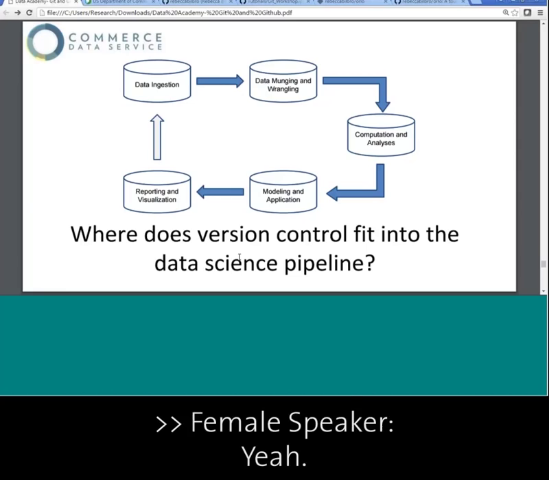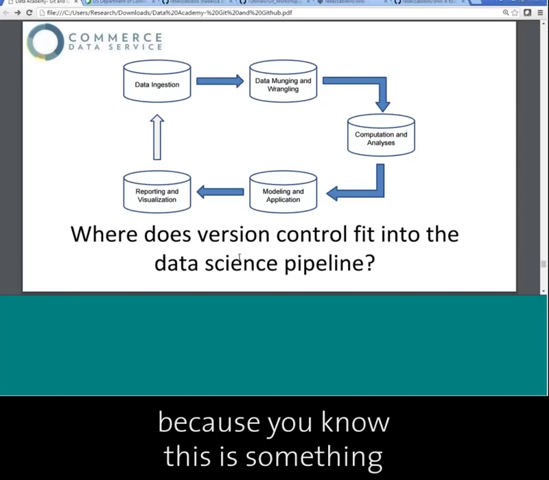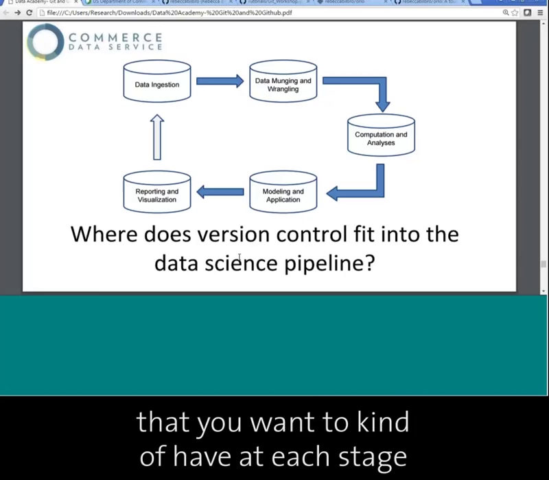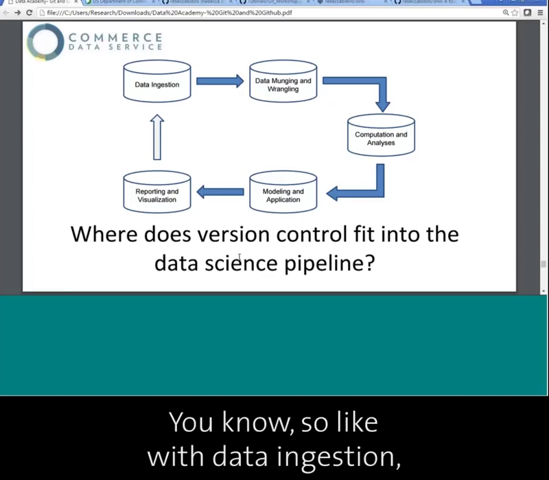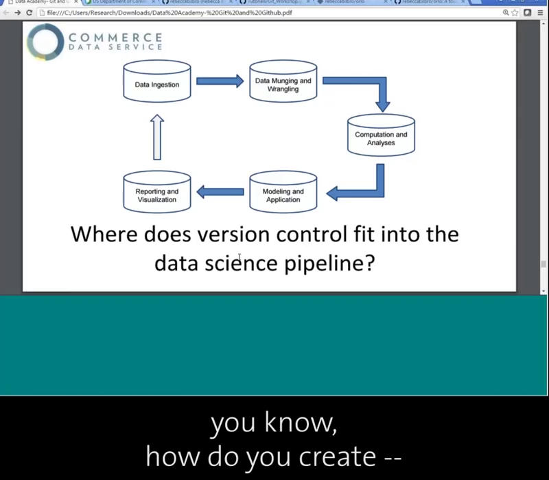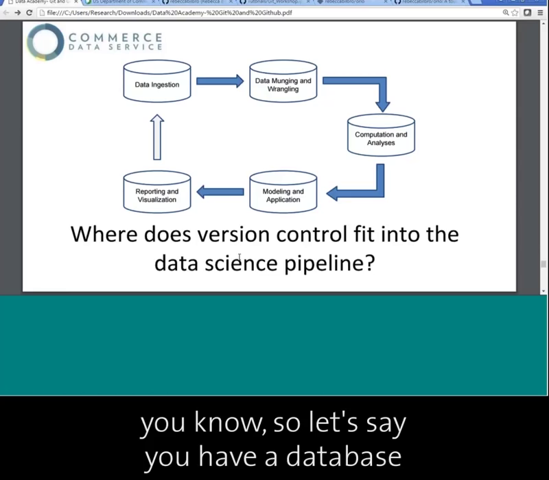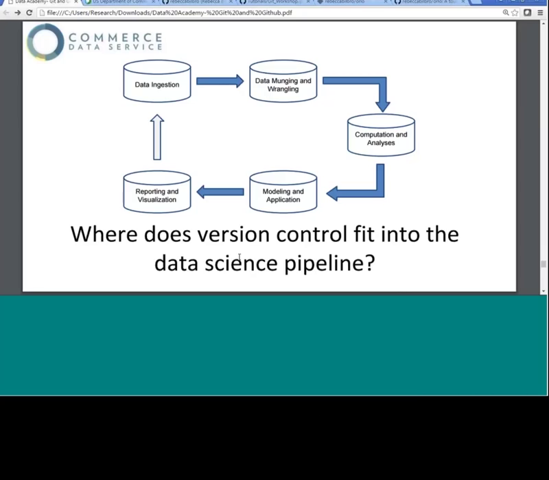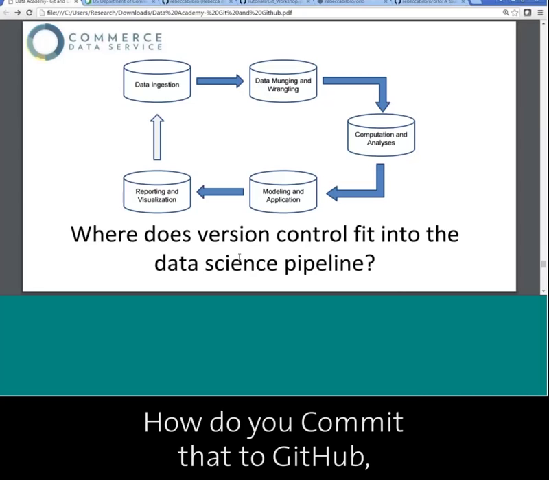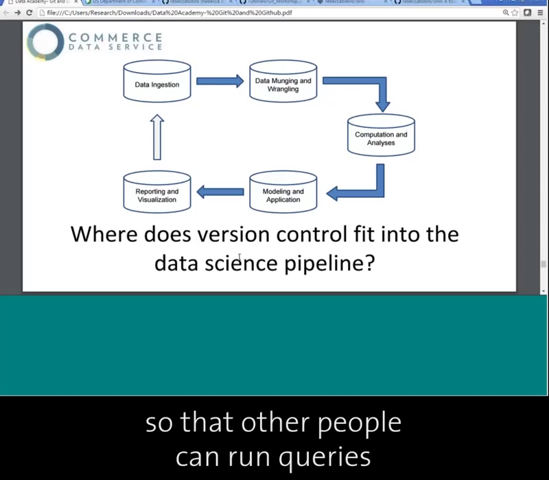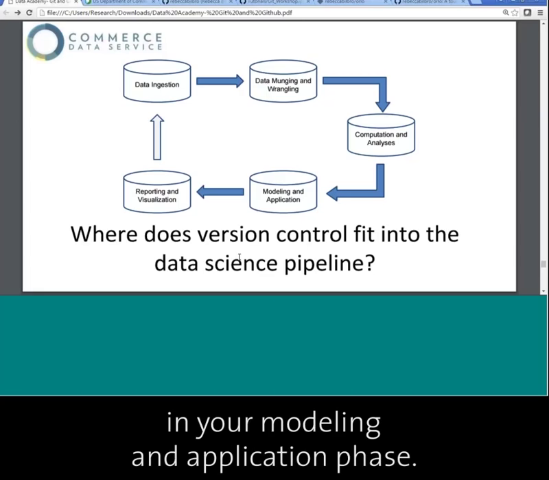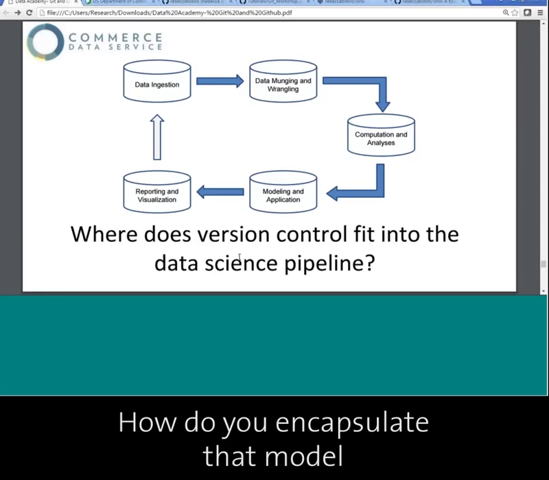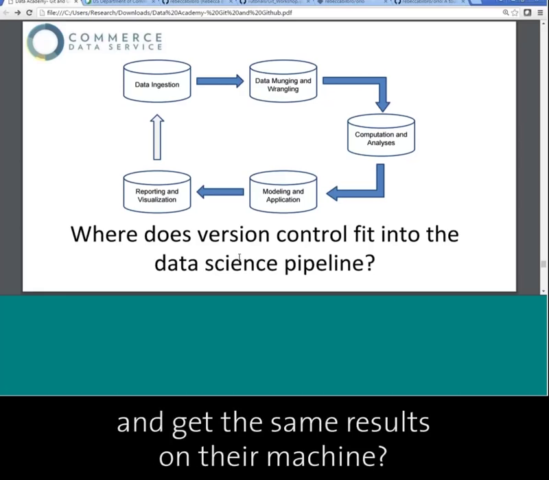Trick question. Yeah. It is sort of a trick question because this is something that you want to have at each stage, and it's sometimes a little tricky to figure out how to do that. So like with data ingestion, let's say you have a database that you build on your local machine. How do you commit that to GitHub so that other people can run queries on that database? Or once you've built a model in your modeling and application phase, how do you encapsulate that model so that somebody else can run the results and get the same results on their machine?